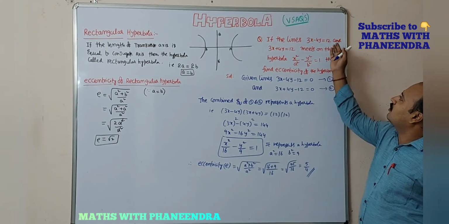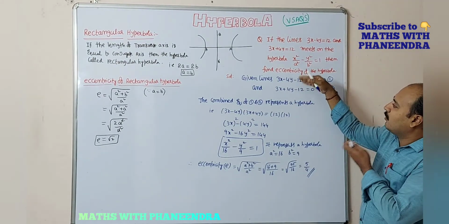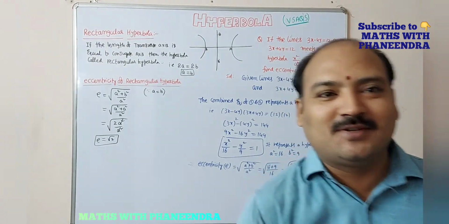This is the way we can do, students. Even here, it is not compulsory to take the 12 to this side; we can keep it equal to 12 also, and the combination of lines represents a hyperbola. We will move on to the next question.